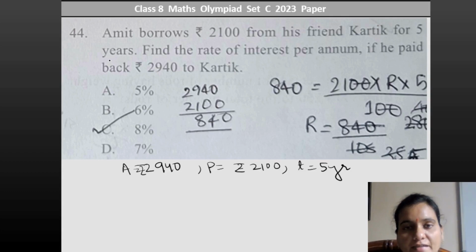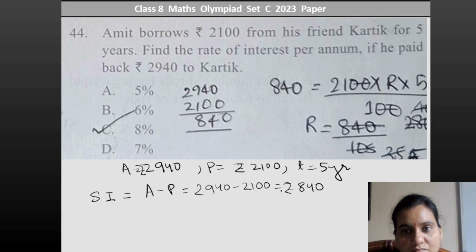Now I can easily find out the interest. The simple interest formula is what? Simple interest plus principal is equal to amount. So if I do amount minus principal, I'll get the simple interest. So it is actually 2,940 minus 2,100, which is rupees 840.